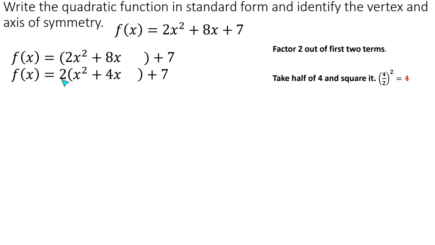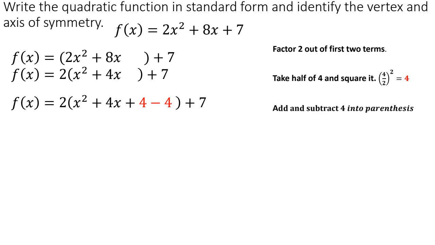And you want to make sure that if you were to multiply the 2 in here, it's going to give you your original problem. Once you factor out that number, then we're going to take half of 4, and then we're going to square it. So half of 4 is 2, and if we square the 2, we get a 4. So this 4 is what we're going to add and subtract inside the parentheses. And we can do that because essentially we're just adding a 0 to the problem. 4 minus 4 is 0.